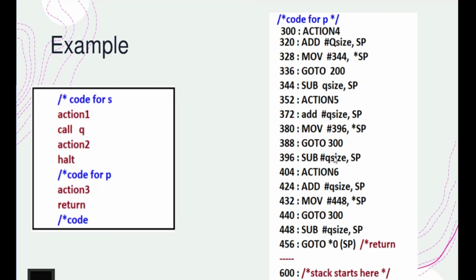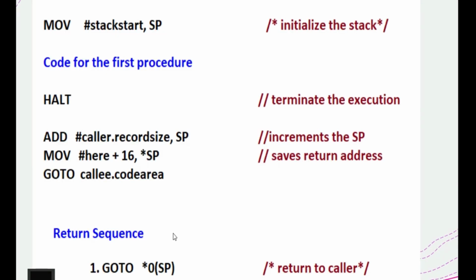Whenever a procedure is called, we will increment the stack pointer. Then we will store the return address. After executing the procedure, it will return to the place where the procedure was called. After the procedure returns, the stack pointer will be decremented. This set of instructions helps us to gain knowledge of how a procedure will be called and executed using the stack allocation storage strategy.